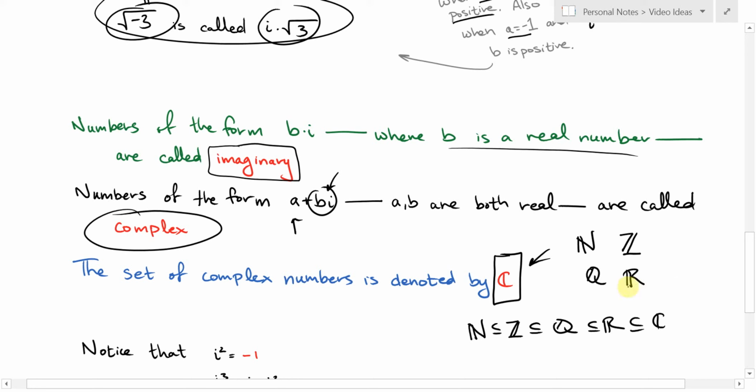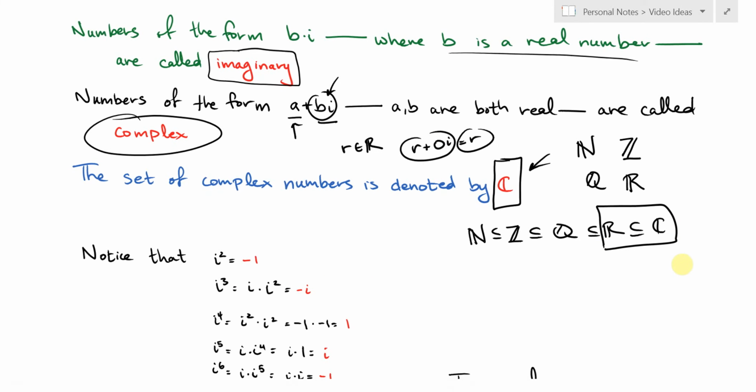Right? How do we know that R is a subset of the complex numbers? Real numbers are in particular complex numbers. Complex numbers are things of the form a plus bi. Well, what if b is 0? If r is a real number, then r plus 0i is equal to r, right? I mean, you're just multiplying by 0, you're adding 0. So this is a complex number. So in particular, we can think of real numbers as complex numbers, and we can think of the real numbers as a subset of the complex numbers.